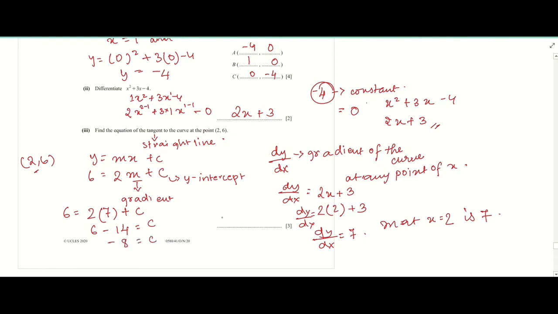So the answer will be y equals, because that's the equation of a straight line, and the tangent is also a straight line. So y equals the gradient that we found, which is the gradient m. m is 7, right? So y equals 7x minus 8, and that's the equation of the line, or the equation of the tangent.